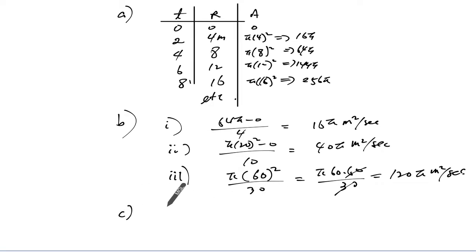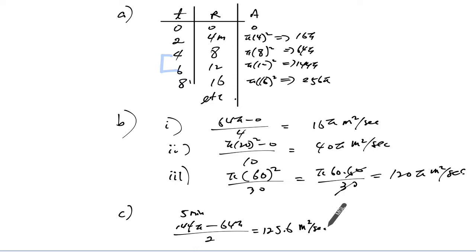Okay, part C, what is the difference between the instantaneous rate of change of the area of the spill at 5 minutes and 25 minutes? So for 5 minutes, you want to use these two data here, between 4 to 6, to estimate the instantaneous rate of change. So 144 pi minus 64 pi over 2 minutes. It's 125.6 meters squared per second.